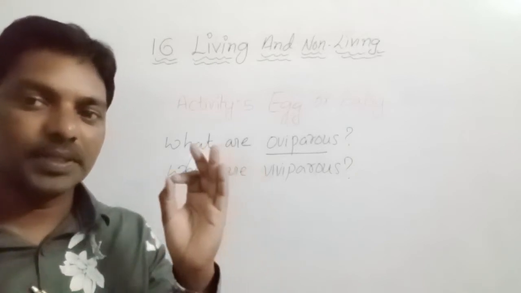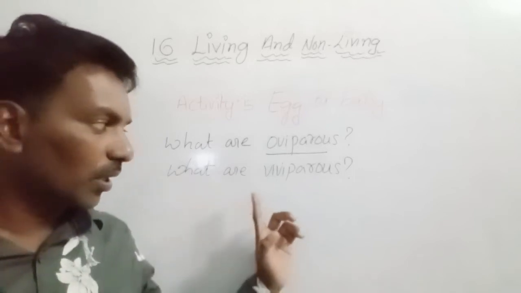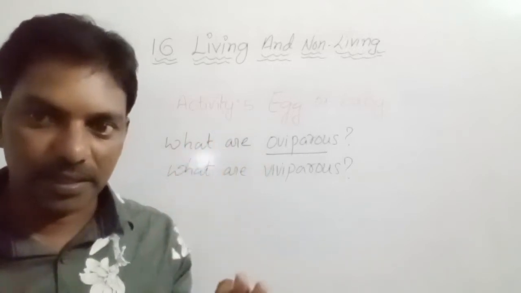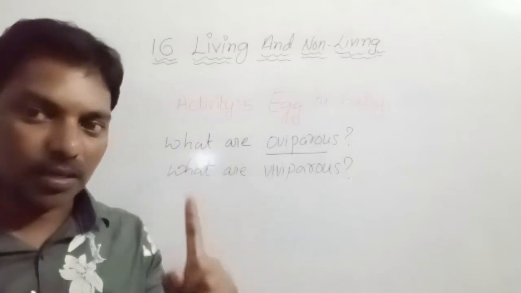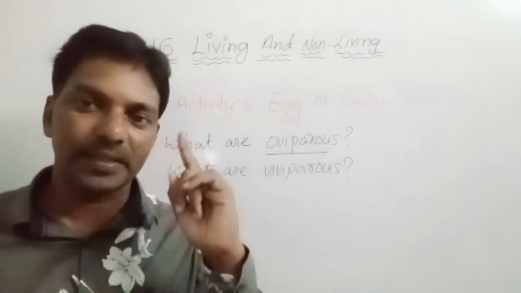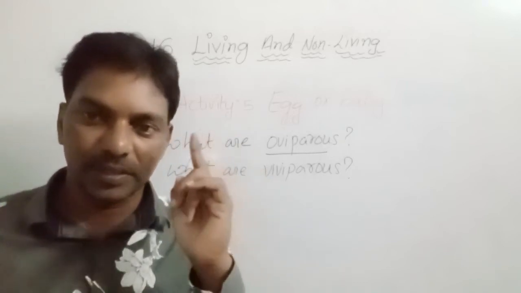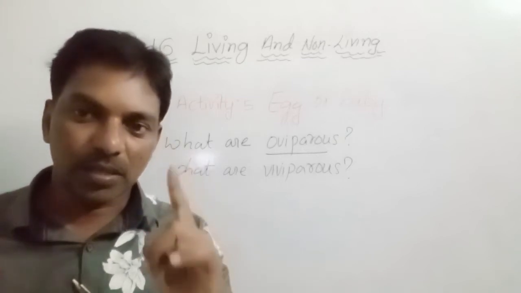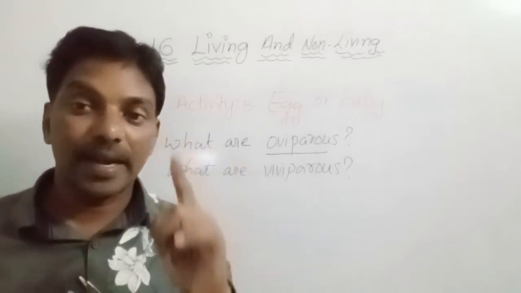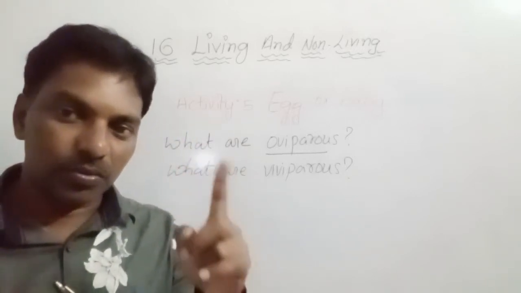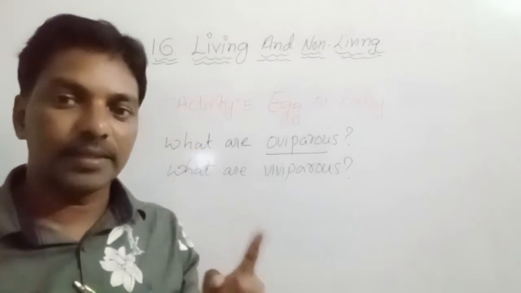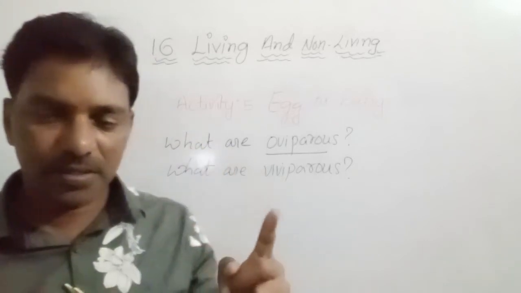If we observe the animals which have an external ear and hair on their skin, those are called viviparas. They give birth to young ones. The animals which won't have an external ear and which lay eggs, those are oviparas. Oviparas won't have an external ear, and on their body feathers are there. Those organisms lay eggs, so those are called oviparas. Ova means egg. They lay eggs, and from the egg they hatch and get their offspring.